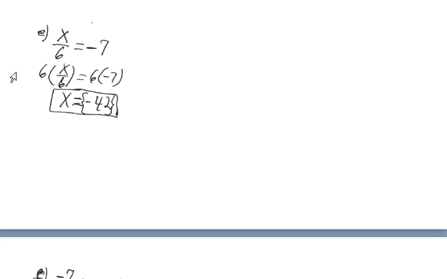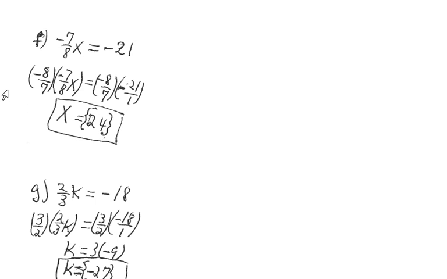E, we have the equation x divided by 6 equals minus 7. In this case, we want to use the multiplication property in the manner that we're multiplying both sides of the equation by 6. Doing that, the 6's cancel on the left side, so we just obtain x on the left side, and the solution is therefore found on the right side by multiplying 6 times minus 7, which gives us minus 42.